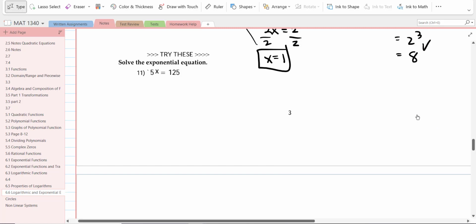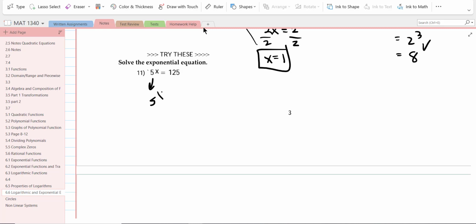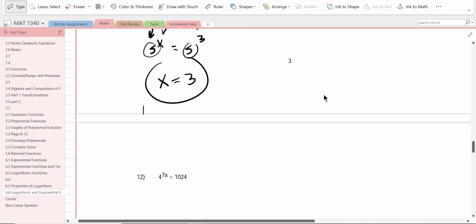Okay, so I think we're looking okay on this one. This one you could do in your head, or you could write this as 5 to the x equals 5 to the third. And like I said, if the bases are the same, then so are the exponents. So the answer is x equals 3. If you can do it in your head, do it in your head, okay? All right?